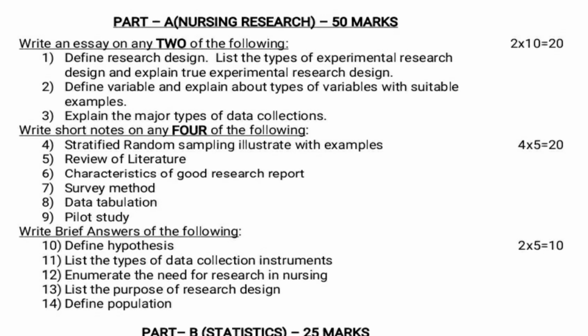So the fourth question is stratified random sampling, illustrate with examples. Fifth question, review of literature. Sixth question, characteristics of good research report. Seventh question, survey method. Eighth question, data tabulation, and ninth question is pilot study. So 4 questions you have to write. 4 into 5 is equal to 20 marks.